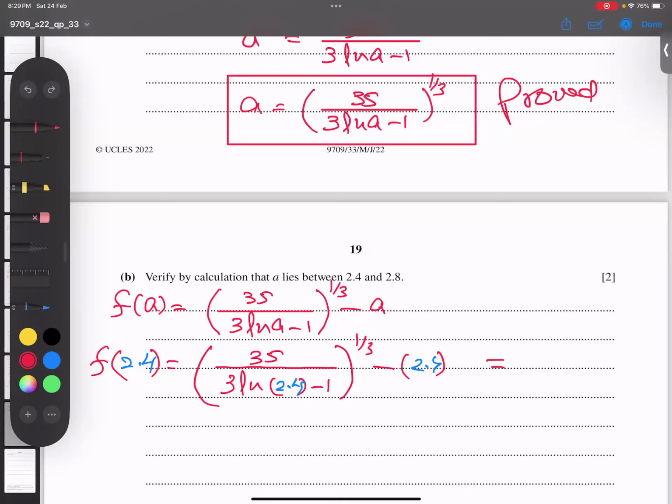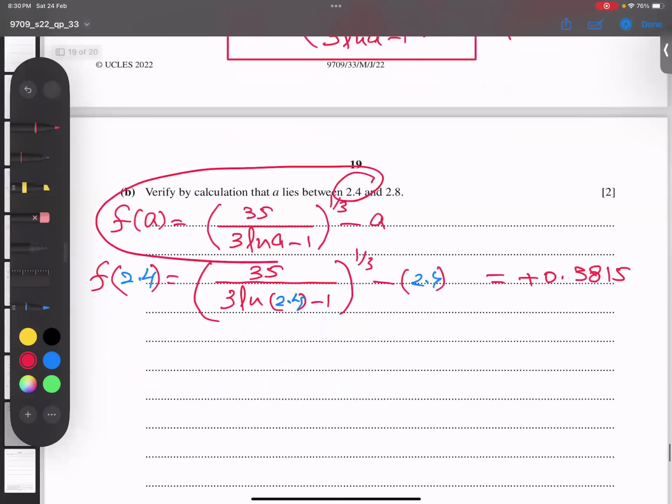Okay, anyway, one minute, please. Cube root. In fraction, I write 35, and down I have 3 times 2 logarithm of 2.4 minus 1. And then I get negative 2.4. And my answer is coming positive 0.3815. Okay, now this is done.